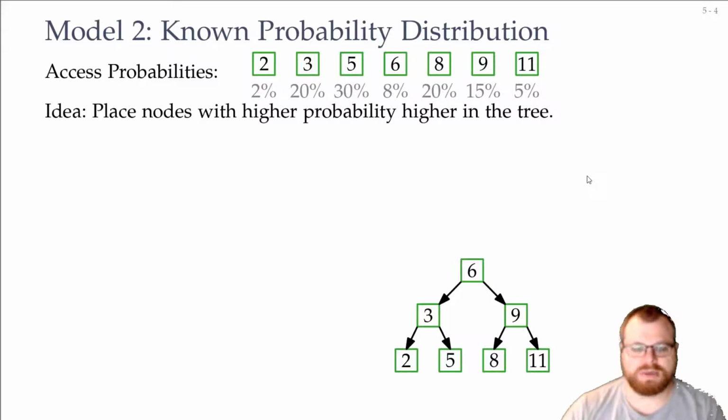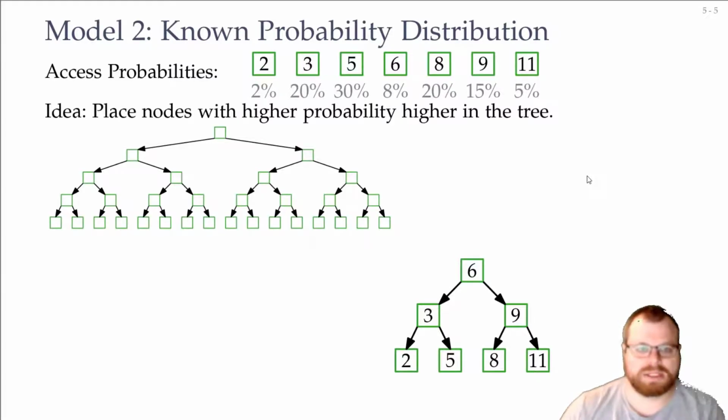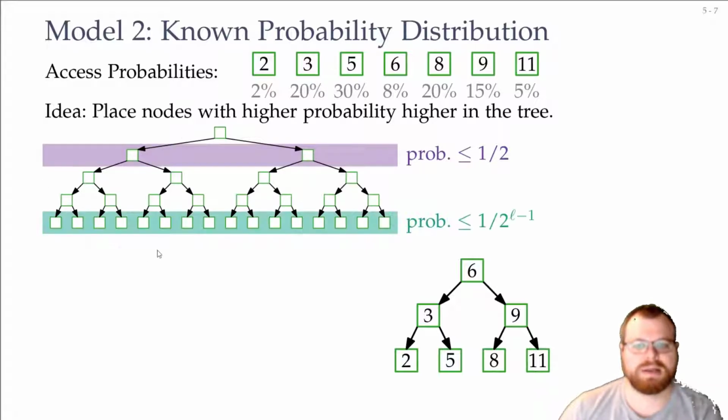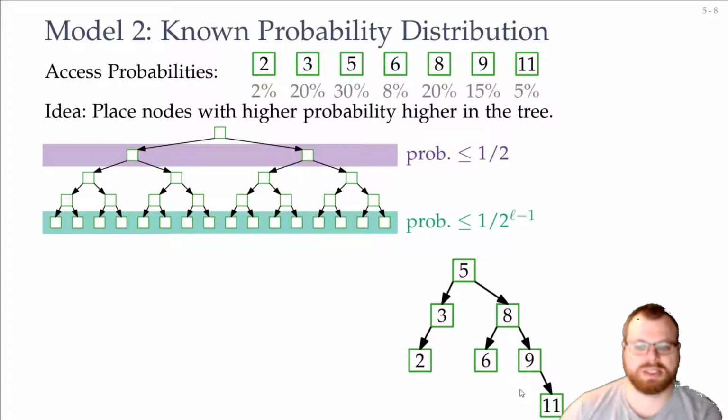In particular, if we look at level 2, we would like all the nodes here to have probability at most 1 over 2, so that the probability to go here is not too large. And if we look at level L, then we want each of these keys to have probability at most 1 over 2 to the L minus 1, so that if we have to go L levels, the probability is very low. We can achieve this for this sample probability distribution by this tree. This has exactly this property.